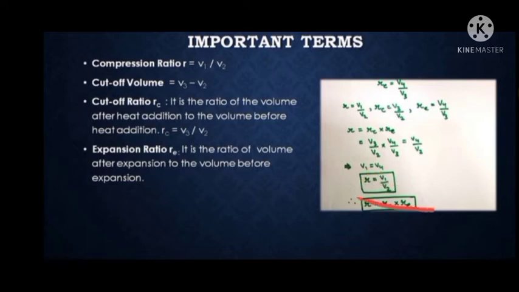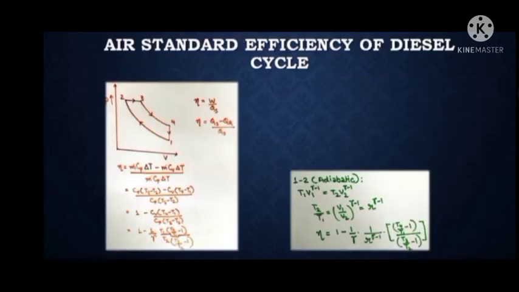This is the final relation. Keep this relation in your mind. This is a very, very important ratio. Compression ratio is equal to cutoff ratio into expansion ratio. So next comes the derivation of efficiency of diesel cycle. As we have derived the efficiency of Otto cycle, it was 1 minus 1 upon r raised to power gamma minus 1. Similarly, we have to derive the efficiency of diesel cycle.